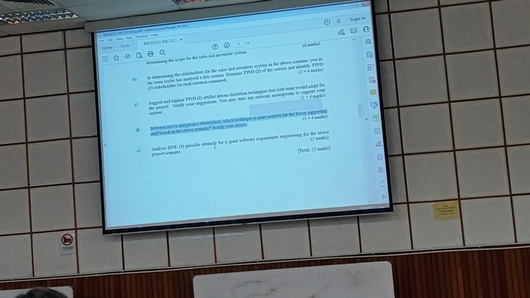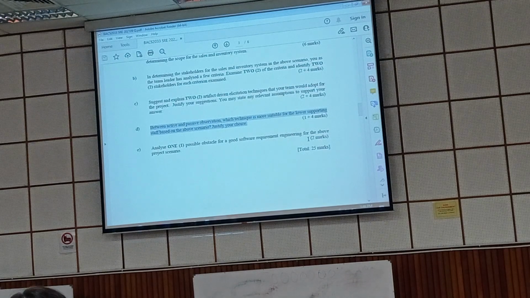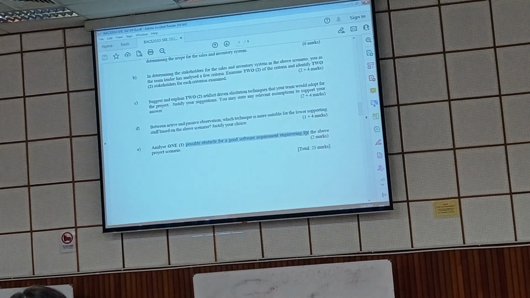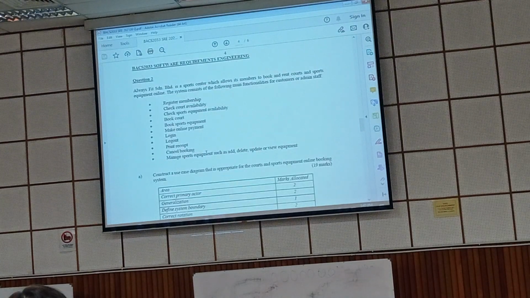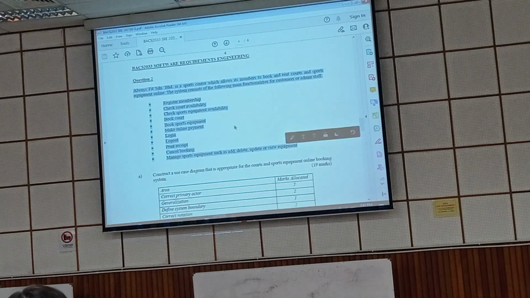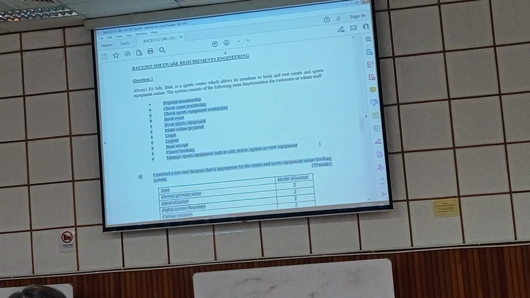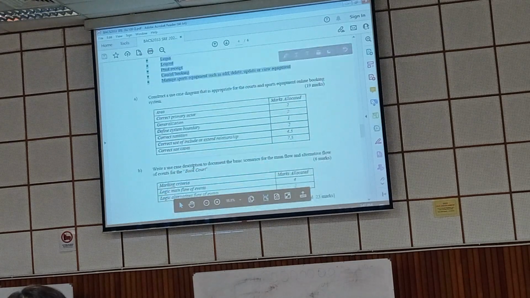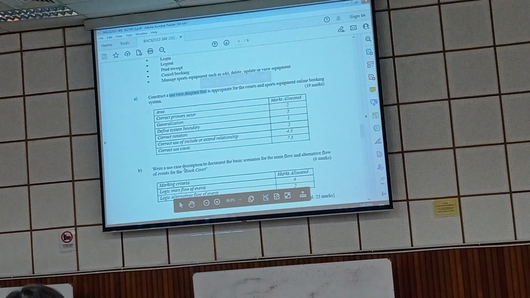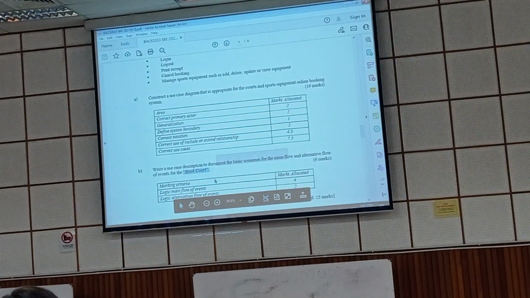Then let's look at this one. Analyze one obstacle for software requirement. Okay? A possible obstacle for you to practice requirement. Then I also want you to give a try to question number 2. Question number 2 is quite easy because the list of functions has been given. You just need to do it for these functions. So you need to produce a use case diagram, and then I also want you to come up with a use case description for book cost. So do number 1 and 2.